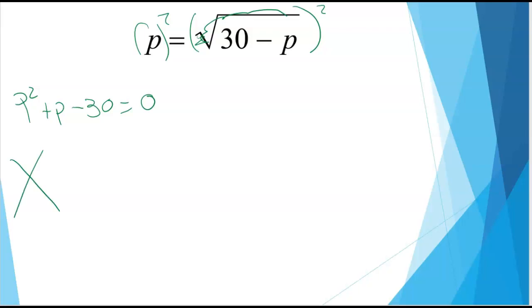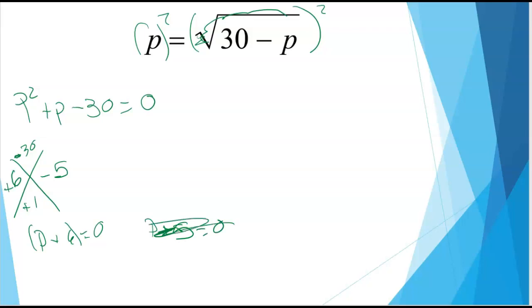So now I can factor it. I have negative 30, and down here I have positive 1. So they're going to multiply to a negative. They're going to add or subtract to a positive. Positive and negative, right? So what subtracts to 1 but multiplies to 30? 6 and 5. Yeah? Okay, so p plus 6 equals 0.